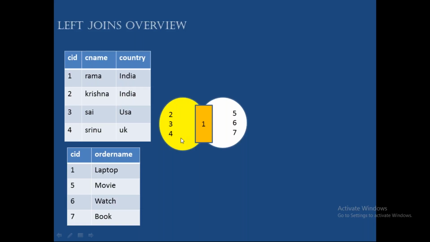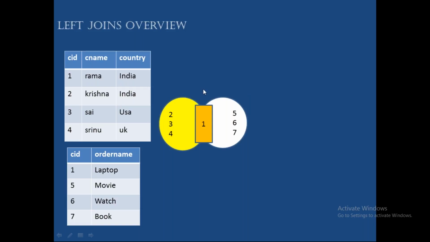But now my question is, I don't even want to consider my common record. I want to get only the records which are available in the left table. That is the requirement. So what happens when I do the left join? I will get 2 3 4, but what will be the values of the respective order name? When it is matching, the order name will be laptop for this record 1. For these other records, what will be the values?